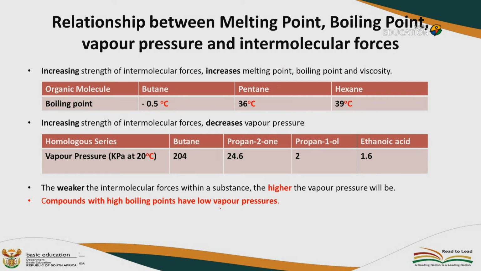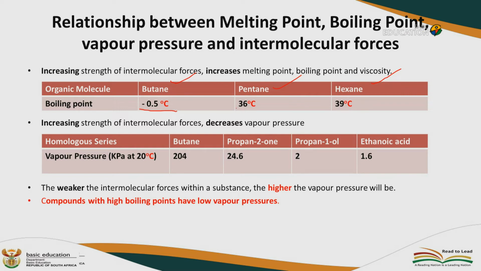Now we look at the relationship between our melting point, boiling point, vapor pressure, and our intermolecular force. If we look, for example, we have a very nice example here, where we are given butane, pentane, and hexane. Those three are organic molecules: butane, pentane, and hexane. If we look at the boiling point of butane, you will have minus 0.5 degrees Celsius as the boiling point.